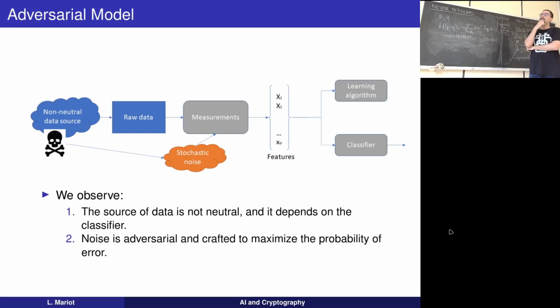On the other hand, in the adversarial model, we have an adversary that is modifying the noise. So the noise is not stochastic anymore, but intentional, in the sense that the adversary is trying to modify what is measured by the measurement tools from the raw data in order to modify the features in a malicious way. And also he could act over the data source itself in a certain sense.